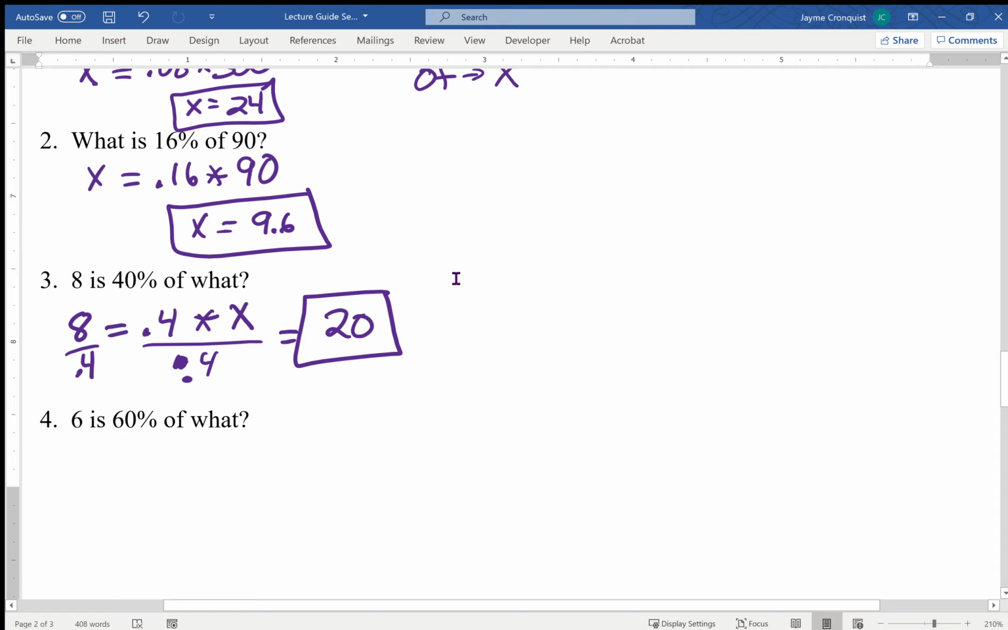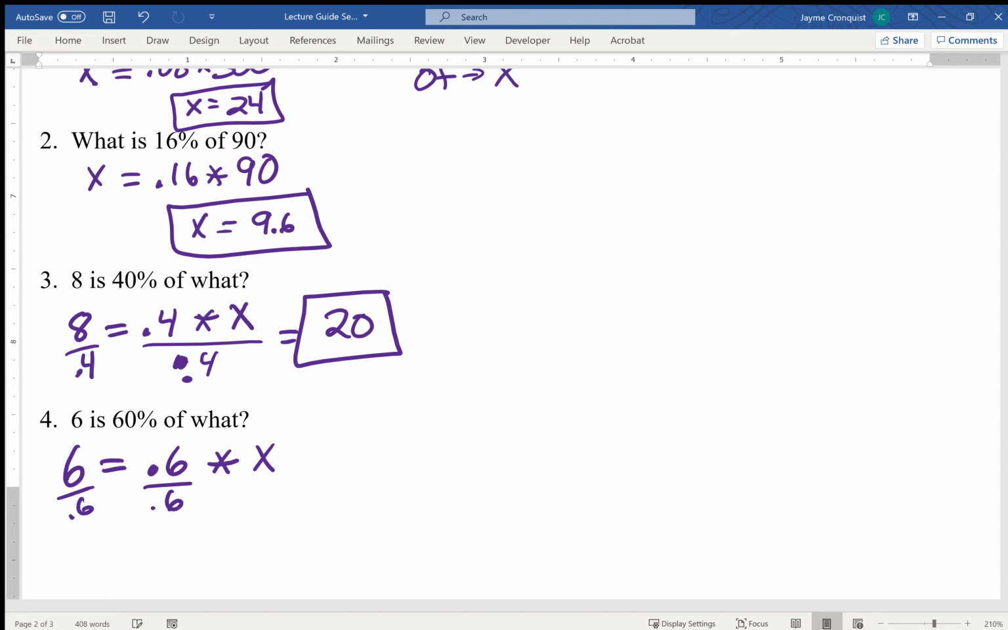Okay, 6 is 60%, 0.6 of what? Divide both sides by the 0.6. 6 divided by 0.6 is 10.